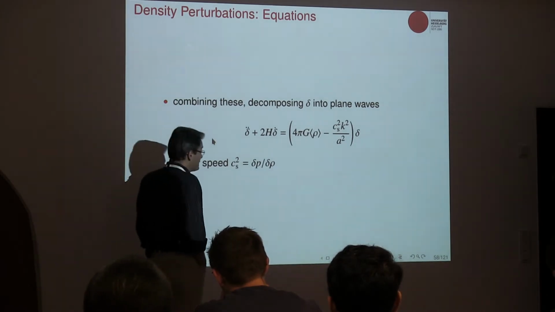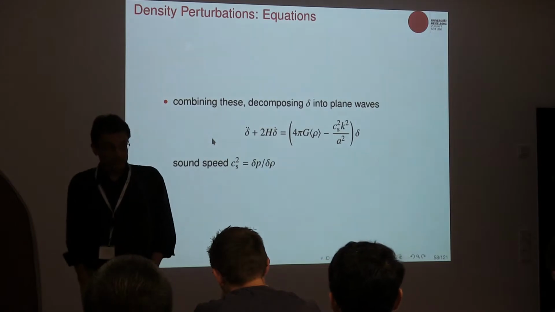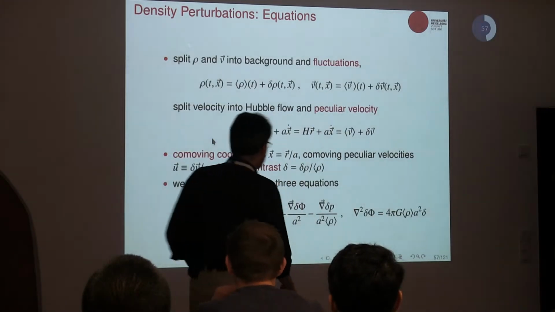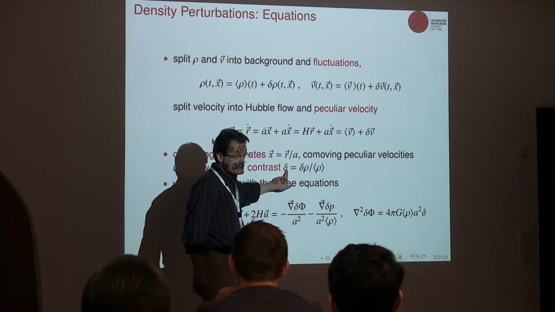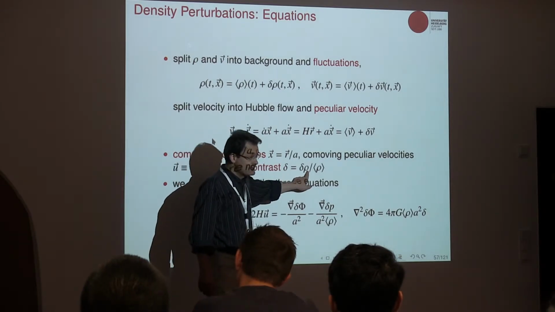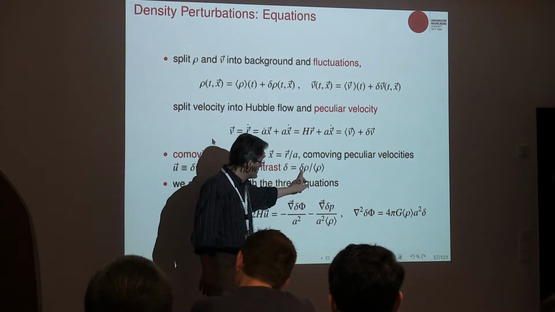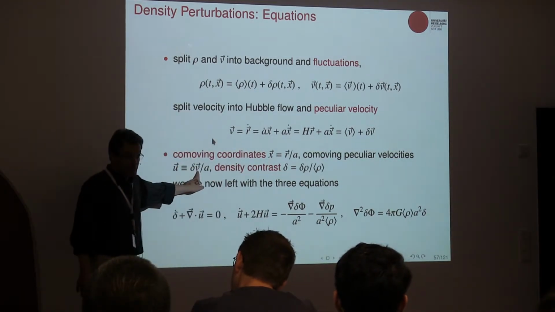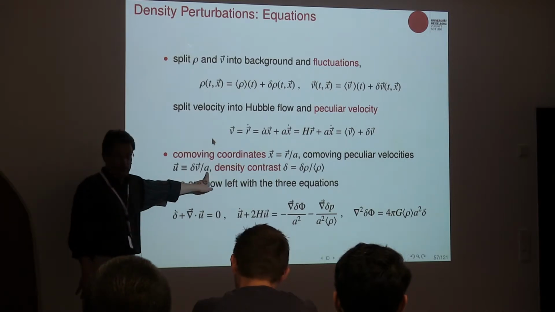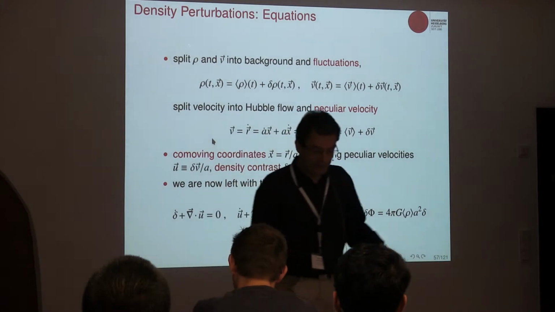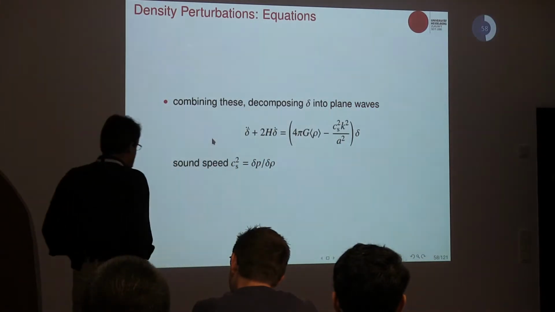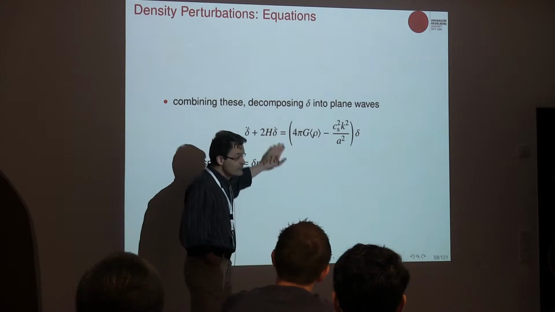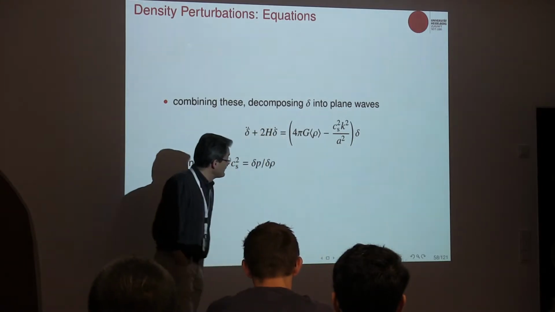If you then combine the continuity and the Euler equations into one equation for the density fluctuations delta. Remember, the relative density fluctuations, the so-called density contrast, is the density fluctuation delta rho divided by the mean density. And we introduce also the co-moving peculiar velocities, delta v divided by a, and so on. It's just convention to do so. At the end, you arrive at this equation here. So it's the second order time derivative of the density fluctuations. Here is a first order time derivative, and there's something proportional to delta. What does this equation remind you of?